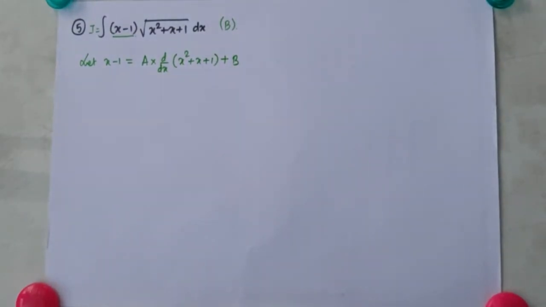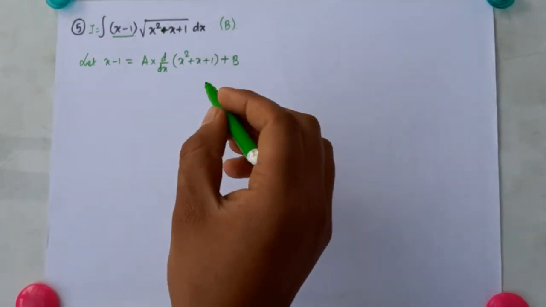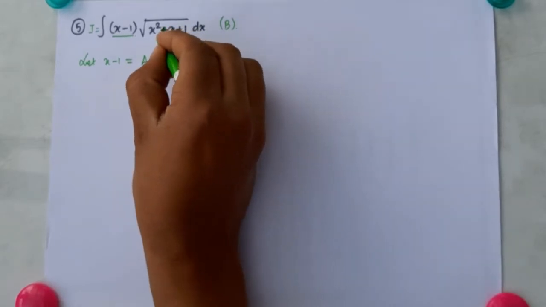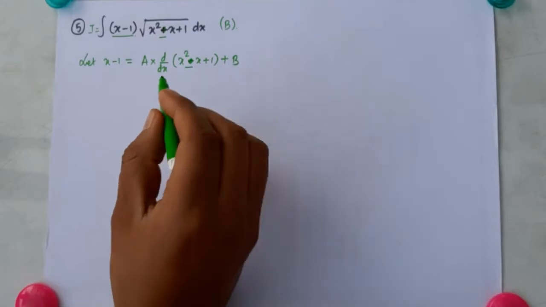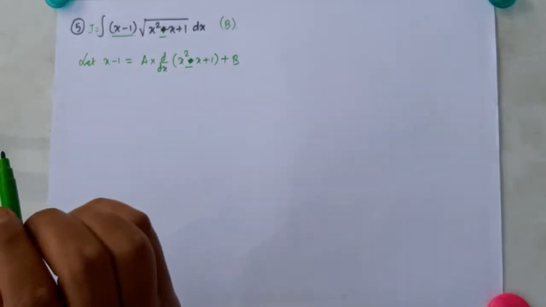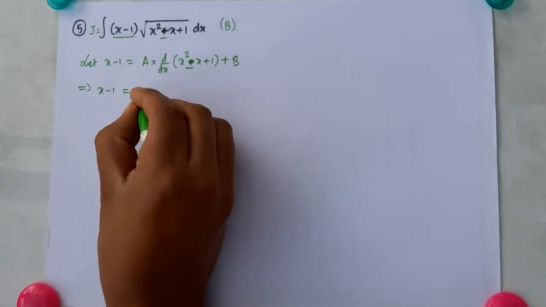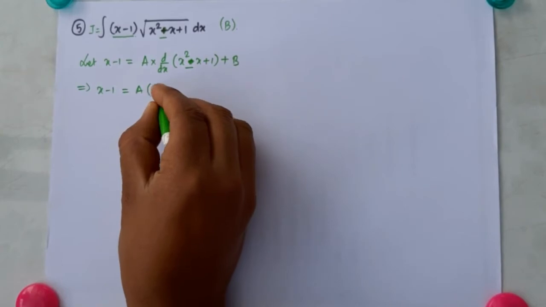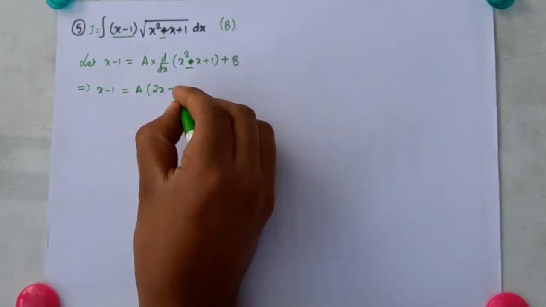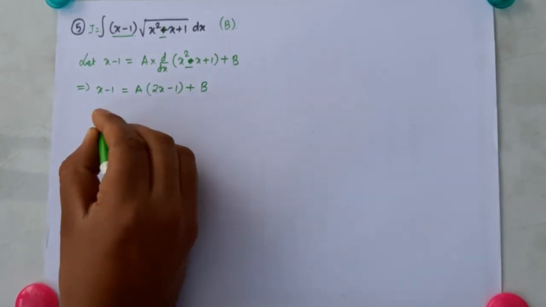Now after that, you need to find the value of, okay, just wait a minute, this is not plus, I guess this is minus. So this is minus and this is also minus. Now after this you need to find the values of a and b. So let's do that. This can be written as x minus 1 equals a into the derivative of this, which will be 2x for x square, 1 for x, and for the constant it will be 0, so we need not write that.